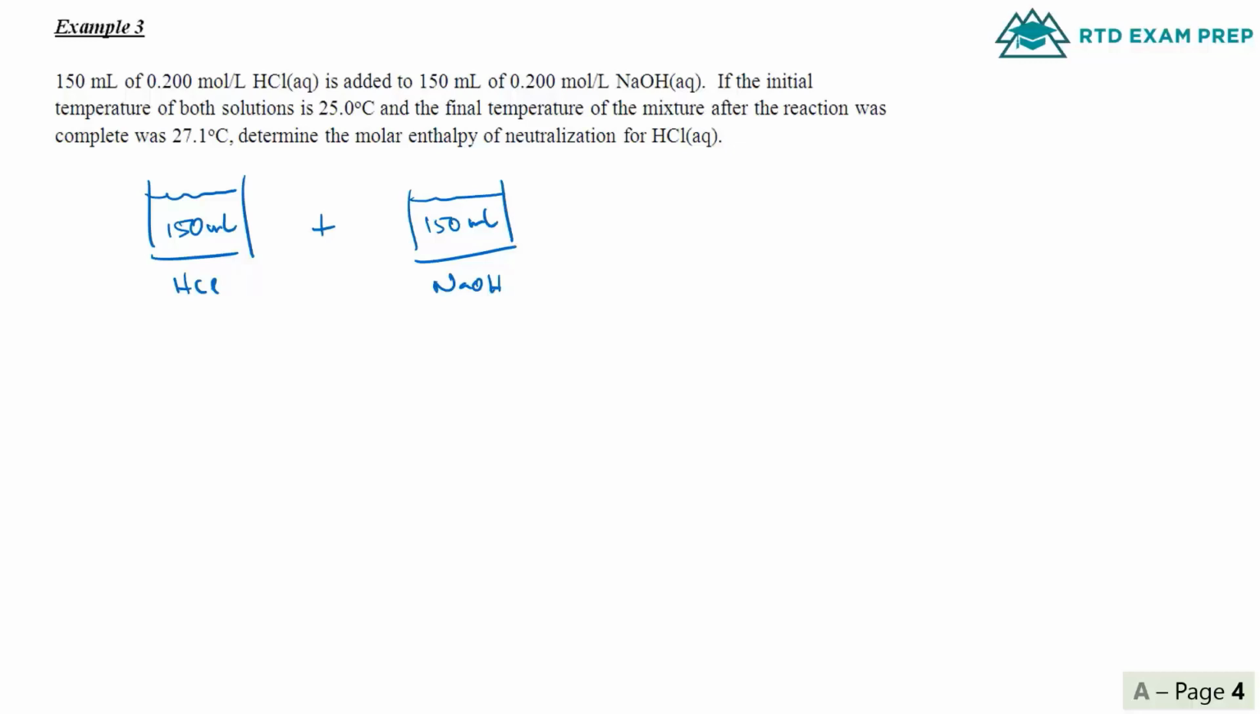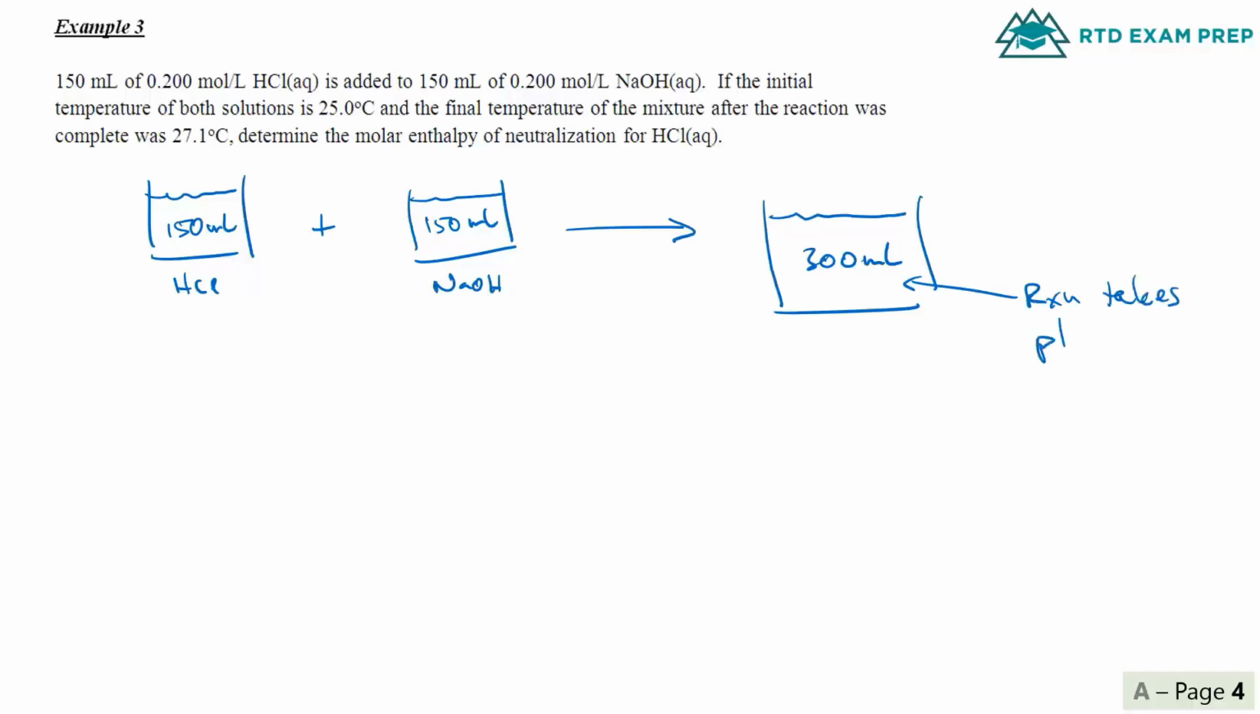So we're mixing these two 150 ml solutions together, and what happens is we're going to get a combined solution with a larger volume of 300 milliliters. And this vessel is where the reaction takes place. It takes place in this larger volume, which means that if we were to determine the mass of water for the surroundings of our chemical system, we're going to have to use a combined volume of both the HCl solution and the NaOH solution, 300 milliliters.